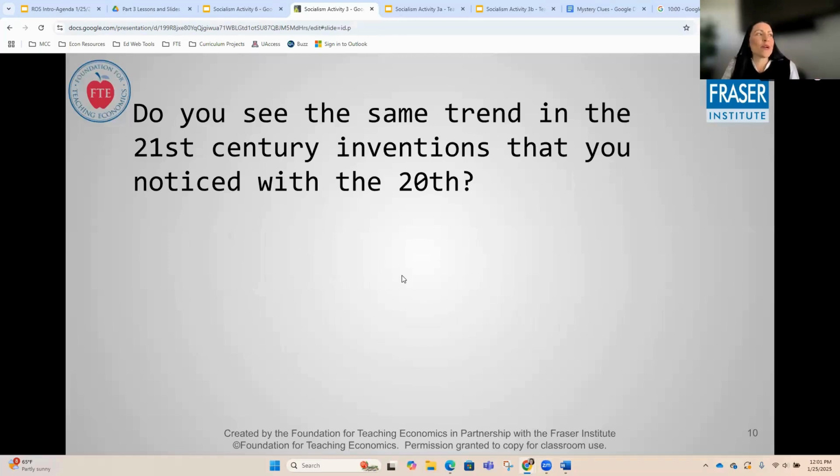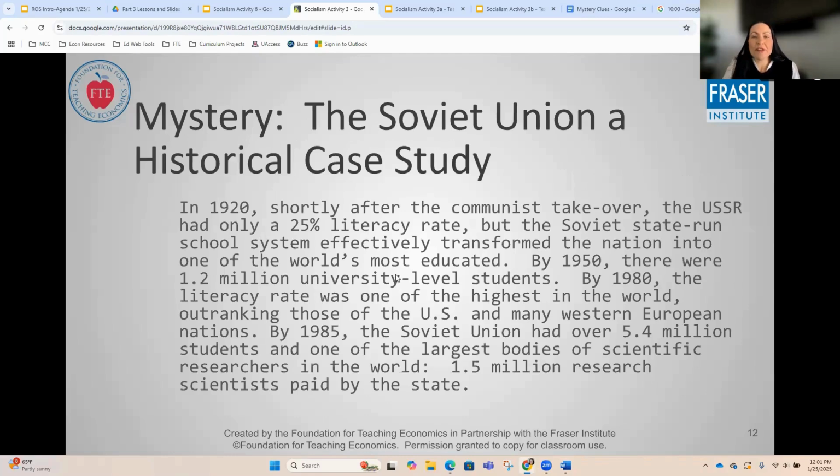So if I were to go back here to our Pear Deck slides, do you notice any of the same trends in the 21st century invention that you noticed with the 20th? And I think you can already see that a lot of these inventions are coming out of market-based economies even today. So there's a second part to this activity we don't have time to do in this workshop, but it can be done virtually or in person.